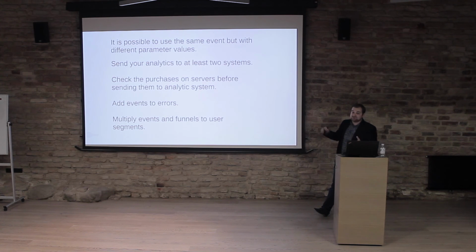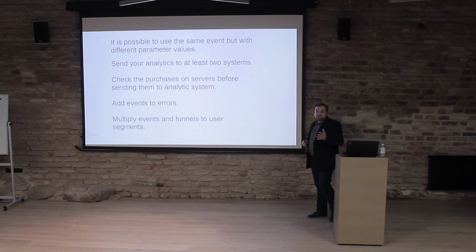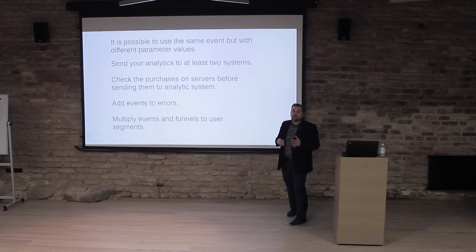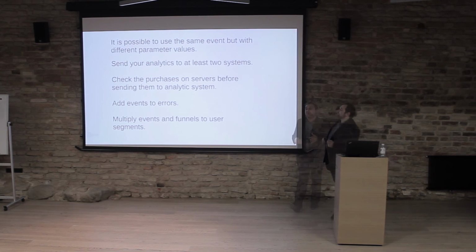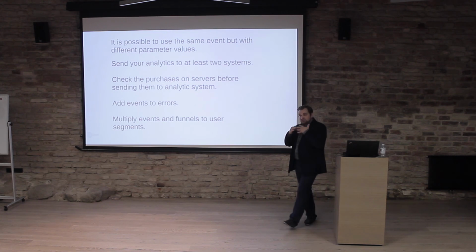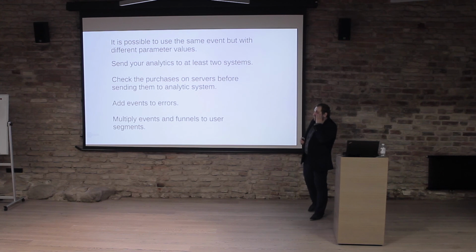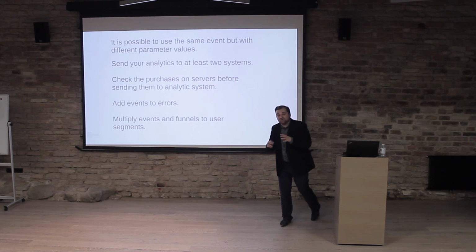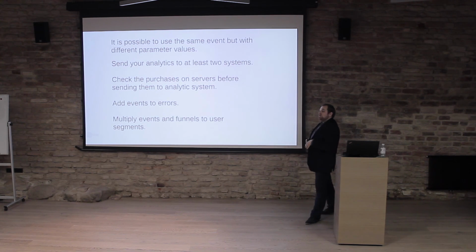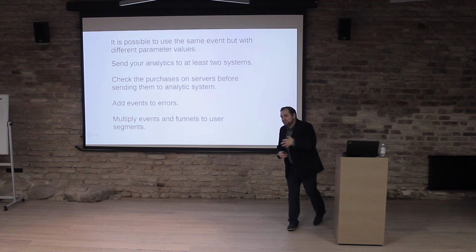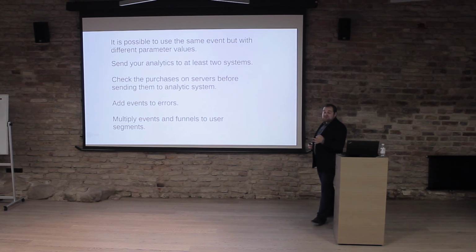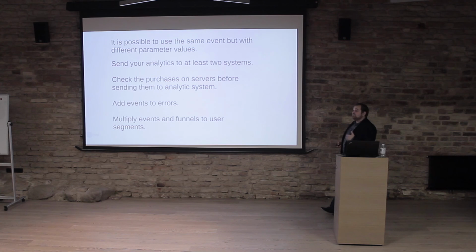Add events for errors. Of course, users should not see errors in your application, in your project. And also, if you have integrated a lot of custom events, you can build a lot of funnels for these custom events. And if you use these funnels, not for the whole set of users, but for some custom segments, it will allow you to find a lot of bottlenecks, to find a lot of interesting features that you can fix and that you can reach some growth.